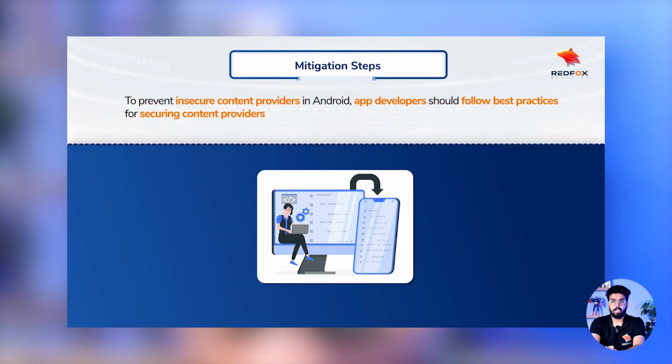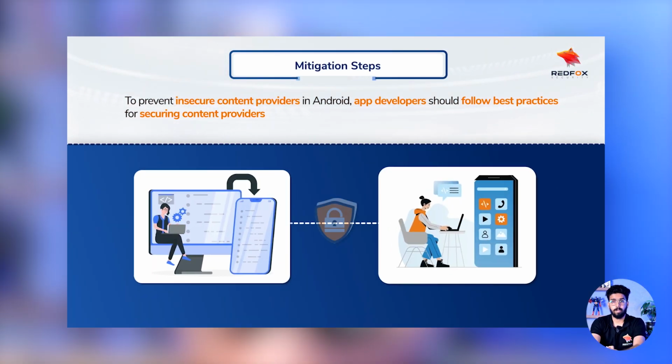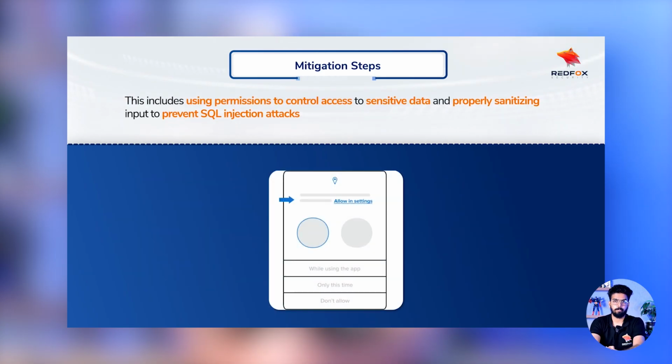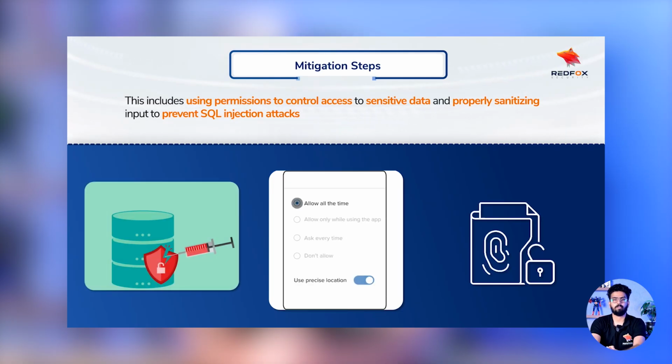Next we'll discuss some mitigations. To prevent insecure content providers in Android, app developers should always follow best practices for securing content providers. This includes using permissions to control access to sensitive data and properly sanitizing input to prevent SQL injection attacks.